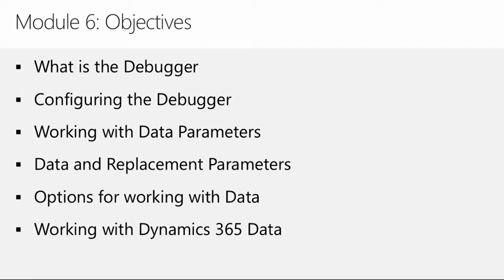One of the key areas that we want to talk about in regards to the debugger is how you can work with data parameters. And so the other thing that we're going to talk about in this module is this concept of replacement parameters and data parameters inside the application, and how those items can be directly worked with inside the debugger. We're going to talk about how data parameters and replacement parameters work, and how they work in the context of Dynamics 365 data to control what is actually being displayed inside the application.